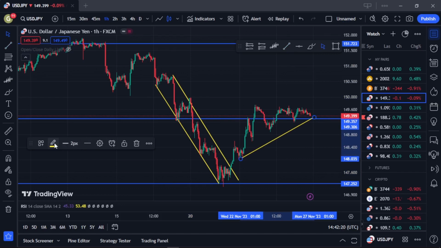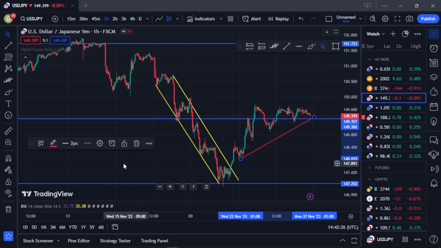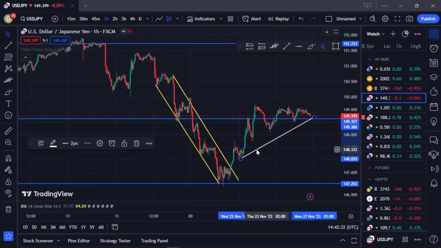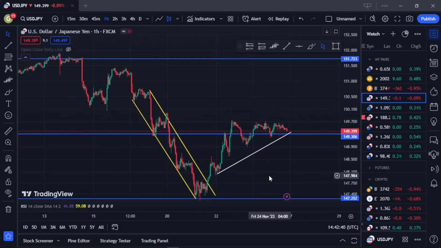So for the uptrend, let me give it green. Okay, the green is not bright enough. Let me give it a brighter color that you can actually see. Let me give it white. Okay, you can see it makes an uptrend at this very level here. So after it broke out of this level, then it took an uptrend. So now looking at this uptrend, there's one thing we can actually spot. What do you see here? I see an ascending triangle. I don't know if you also see the ascending triangle.